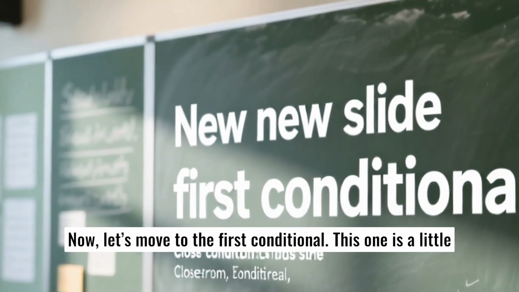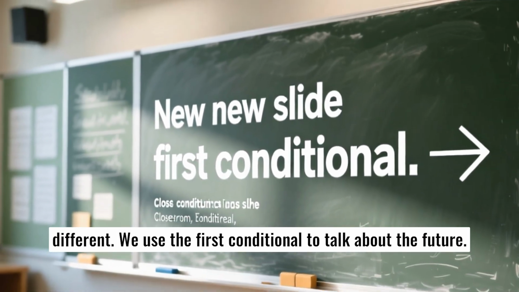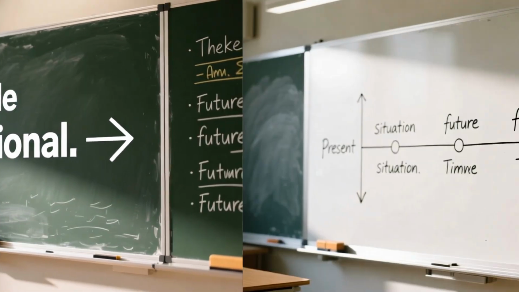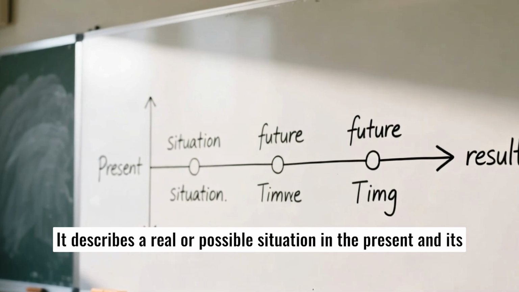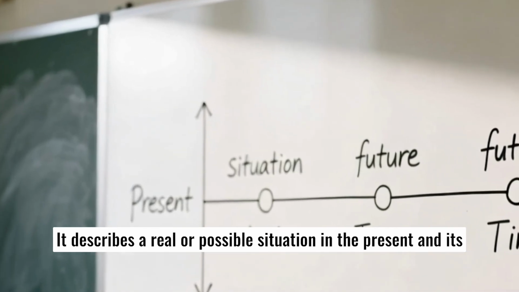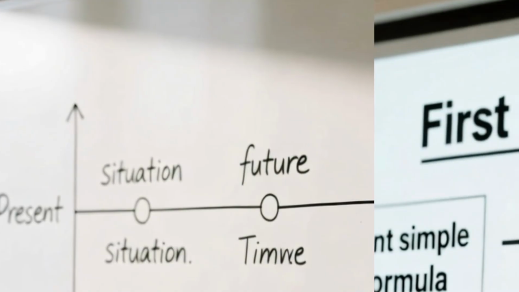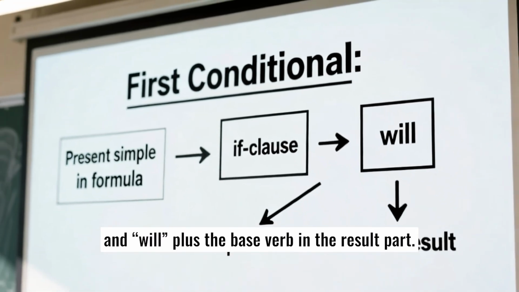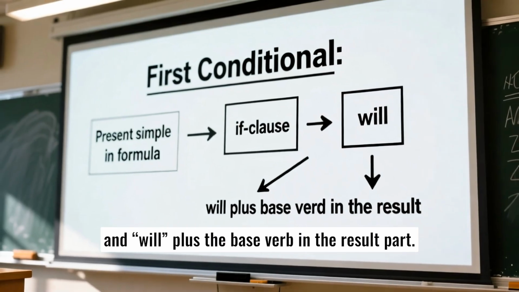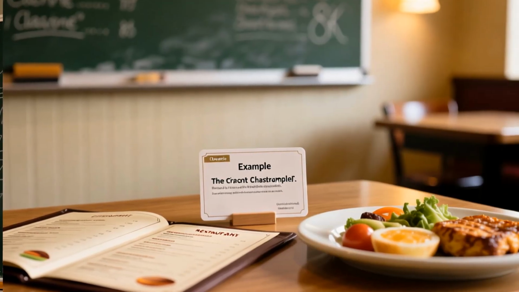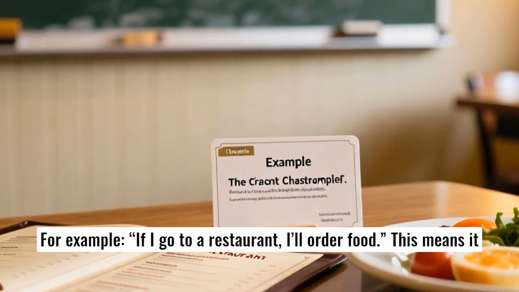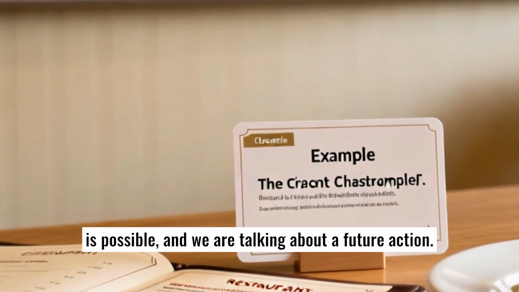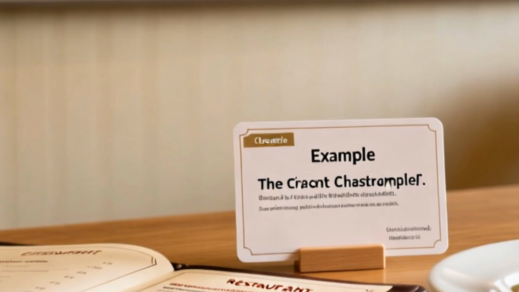Now, let's move to the first conditional. This one is a little different. We use the first conditional to talk about the future. It describes a real or possible situation in the present and its future result. In this structure, we use the present simple in the condition part and will plus the base verb in the result part. For example, if I go to a restaurant, I'll order food. This means it is possible, and we are talking about a future action.